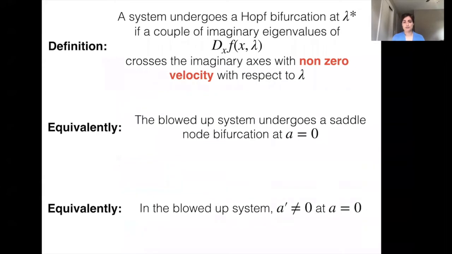Another equivalency that we will be using in the PDE case is that for the blow-up system, A prime is different than 0 at A equal to 0. This still means that we're crossing the A equal to 0 bound with a certain speed vertically. We're not stopping there at any point. There is just one moment in which our amplitude is equal to 0.